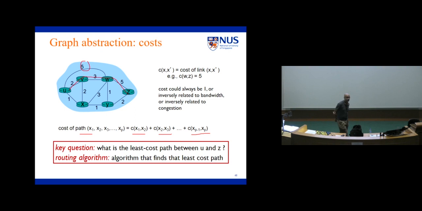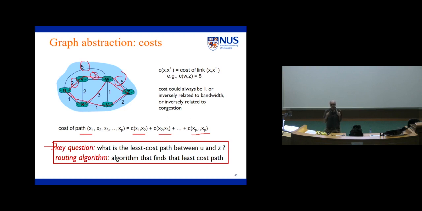So the total cost of a path is the sum of the cost of the links that I follow in that path. So in this case, the cost is 2 plus 3 plus 5, which is 10. Okay? And the routing algorithm is trying to find the least cost. There are many possible ways of going from U to Z. I just drew 3 here. There are many more. I want to find the least cost path from, let's say, U to Z, or from any host to any host.